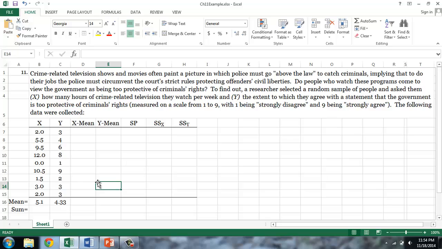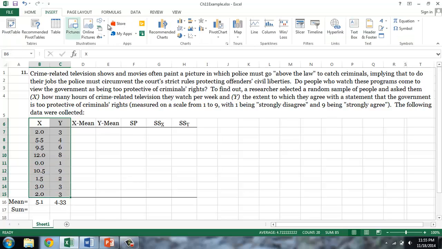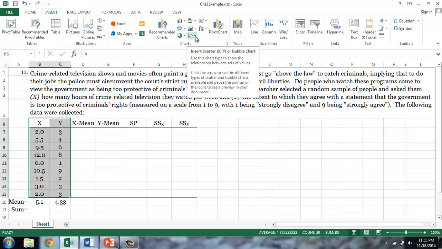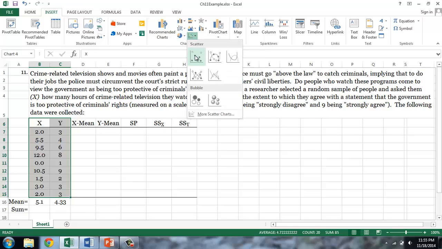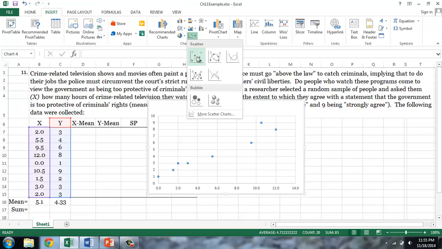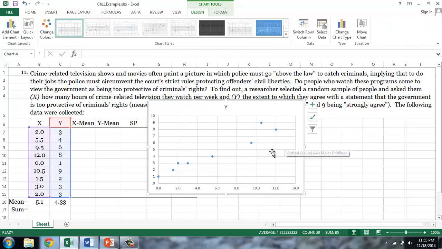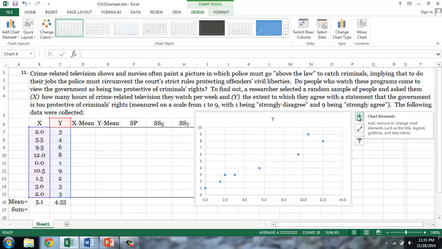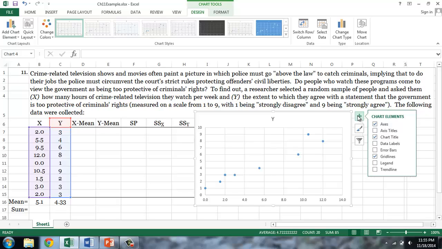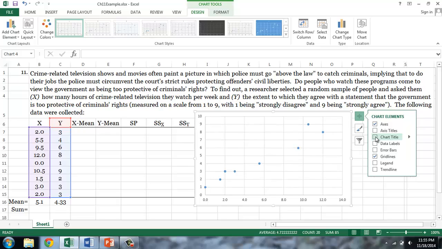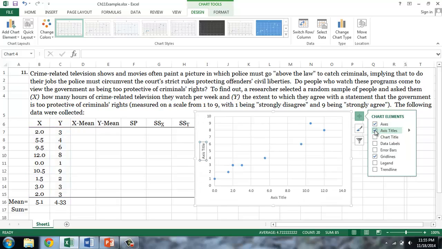The first thing I'll do is to create a scatter plot showing this data. So I'll highlight the data and then select Insert, choose the Scatter option, and choose a simple scatter plot. And here's our data. Now, first I'll change a couple of the options. So I'll click on the chart elements, and I'll remove the chart title, since that's not very informative, and I'll add axis titles.